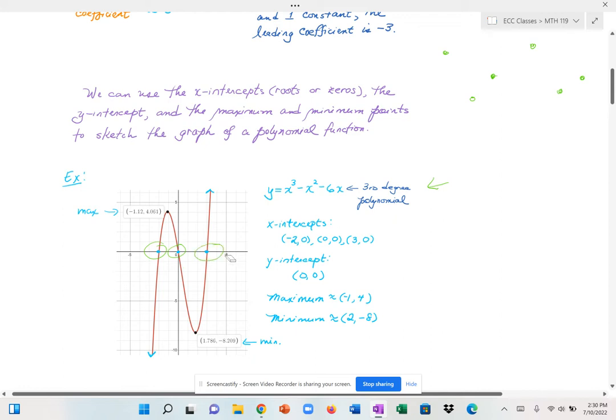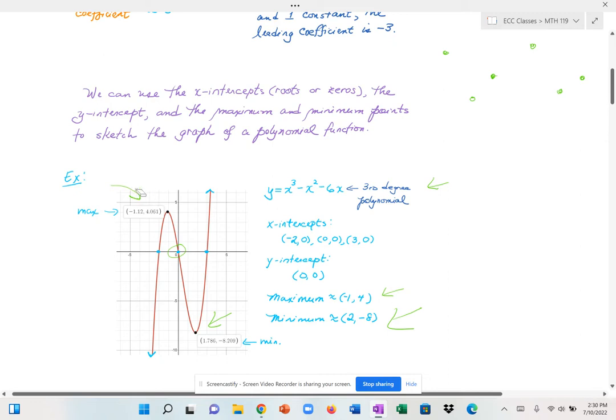The y-intercept is also the origin, so the origin is unique in that it is both an x and a y-intercept. And I do have a maximum value here. This is the approximate value at -1.12 and 4.061. So I wrote that's about -1, 4. And then I have a minimum down here at 1.786 and -8.209. So that is about 2, -8.